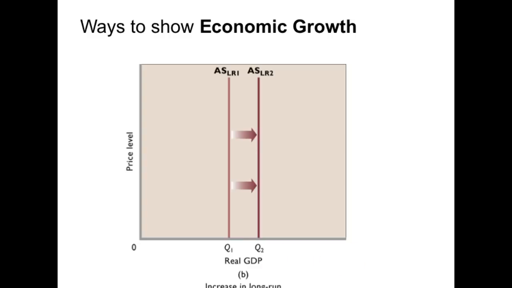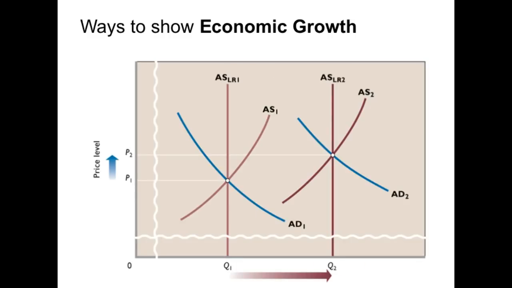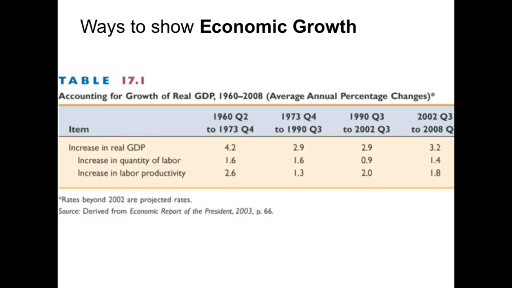So we can see it with long run aggregate supply like that, or we can see it with two entire sets of long run, short run, and aggregate demand. And if you look at this one, it shows a little bit of an increase in the price level, but it still shows economic growth because long run has shifted to the right, short run aggregate supply has shifted to the right, and aggregate demand is not just keeping up, but it's probably encouraging a little bit of this activity to go on. We can also show growth with tables.